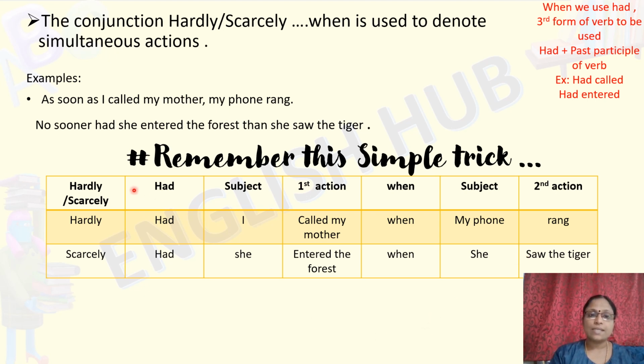Let's look at the second example. No sooner had she entered the forest than she saw the tiger. Scarcely, then the helping verb had, then the subject, she. And the first action is entered the forest. Then instead of than, since it is scarcely, we should use when. The subject here is she, and the second action is saw the tiger. So the answer is: scarcely had she entered the forest when she saw the tiger.